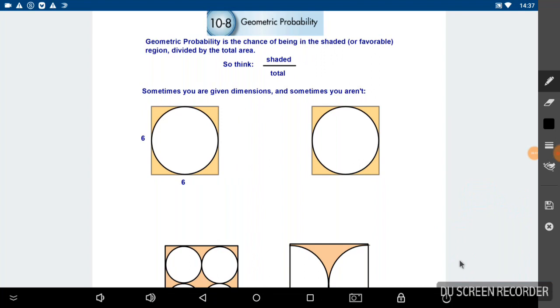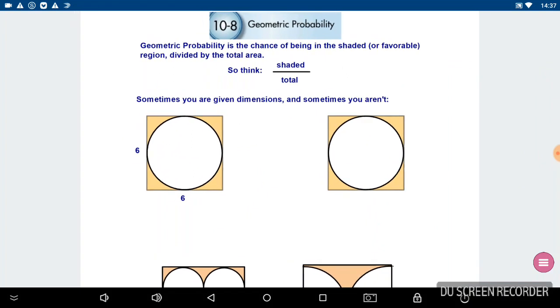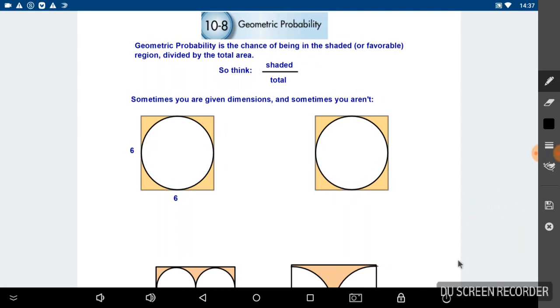We're talking about some geometric probability. You know how we do it. Make this a little bit bigger. Oh, I'm on the pen tool. There we go. Okay. Geometric probability, the chance of being in the shaded region.